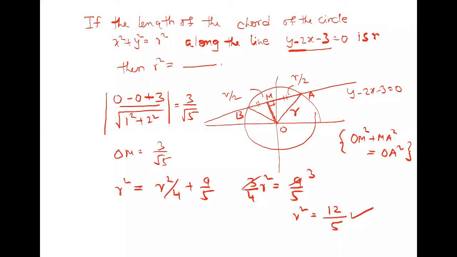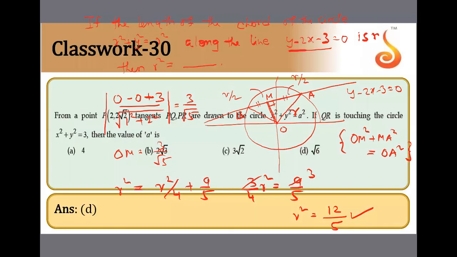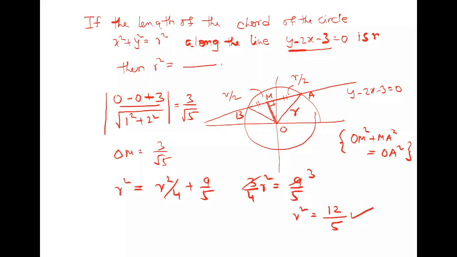Why x square plus y square? In the question it is given, the question says length of a chord of a circle x square plus y square equal to r square along the line y minus 2x minus 3 equal to 0. They gave the circle. Okay, circle equation given.